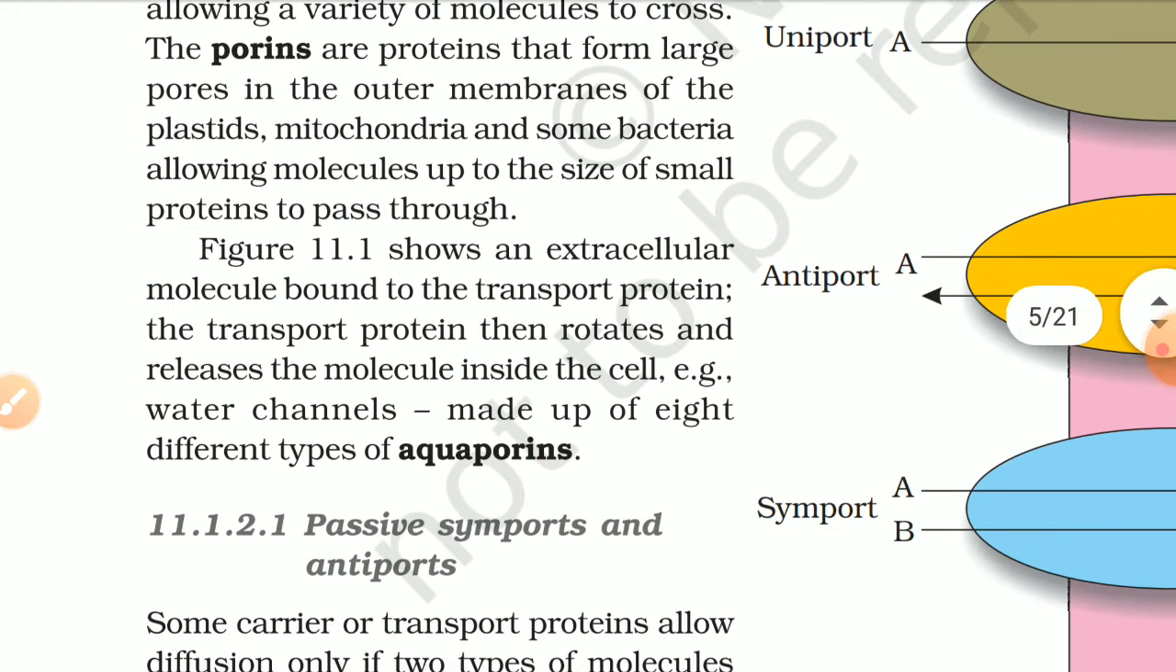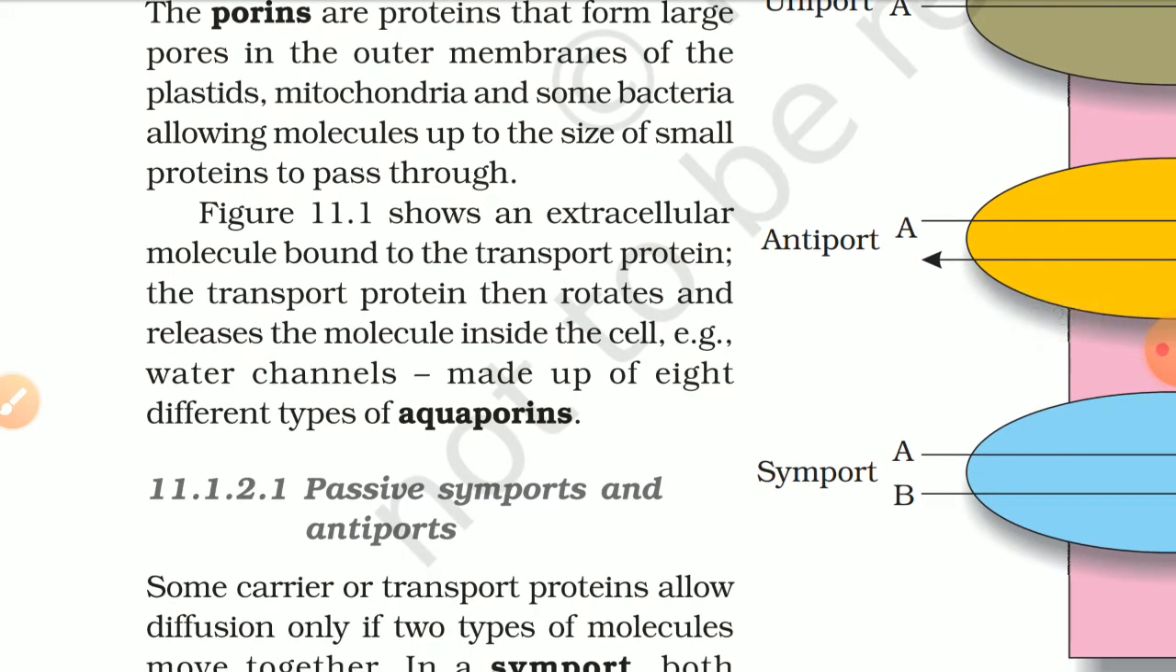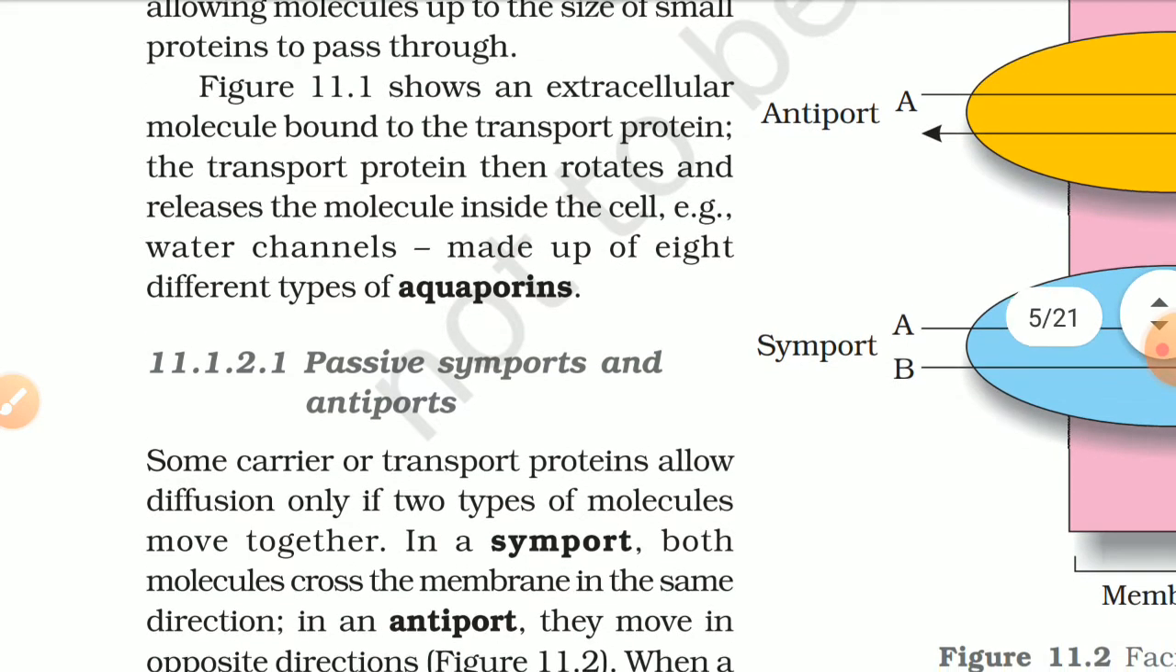Figure 11.1 shows an extracellular molecule bound to the transport protein. The transport protein then rotates and releases the molecule inside the cell. Example: water channels made up of 8 different types of aquaporins.